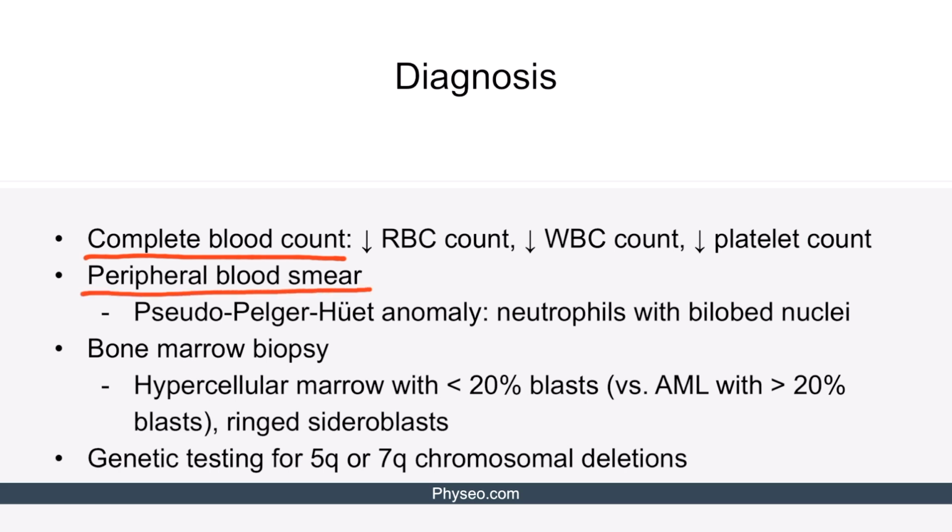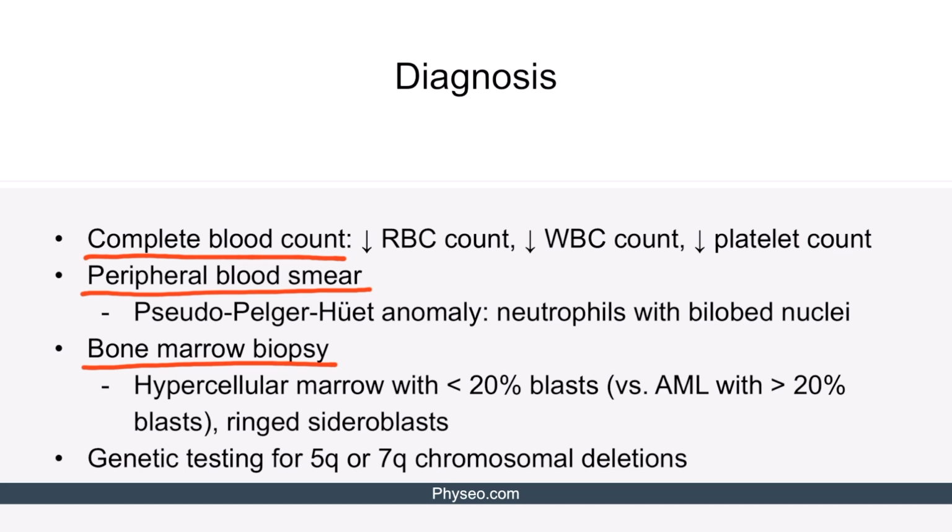Peripheral blood smear will reveal the pseudo-Pelger-Hewitt anomaly. This is the presence of neutrophils with bilobed nuclei on the peripheral blood smear. Let's recall that the normal amount of lobes in the neutrophil nucleus is anywhere from 3 to 5. Additionally, bone marrow biopsy will reveal the hypercellular marrow with less than 20% blasts.